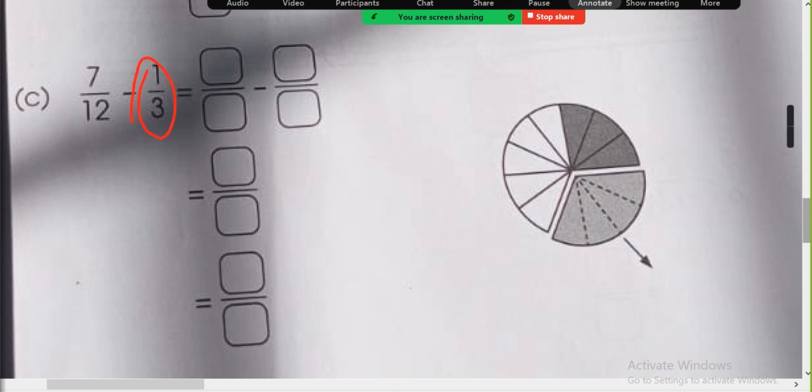1 by 3 means when you divide the shape into 3 parts. How to divide these 12 into 3 parts? 4 in each. 1, 2, 3, 4, and 1, 2, 3, 4, and like this. You have something like this. Okay, let's do it mathematically.